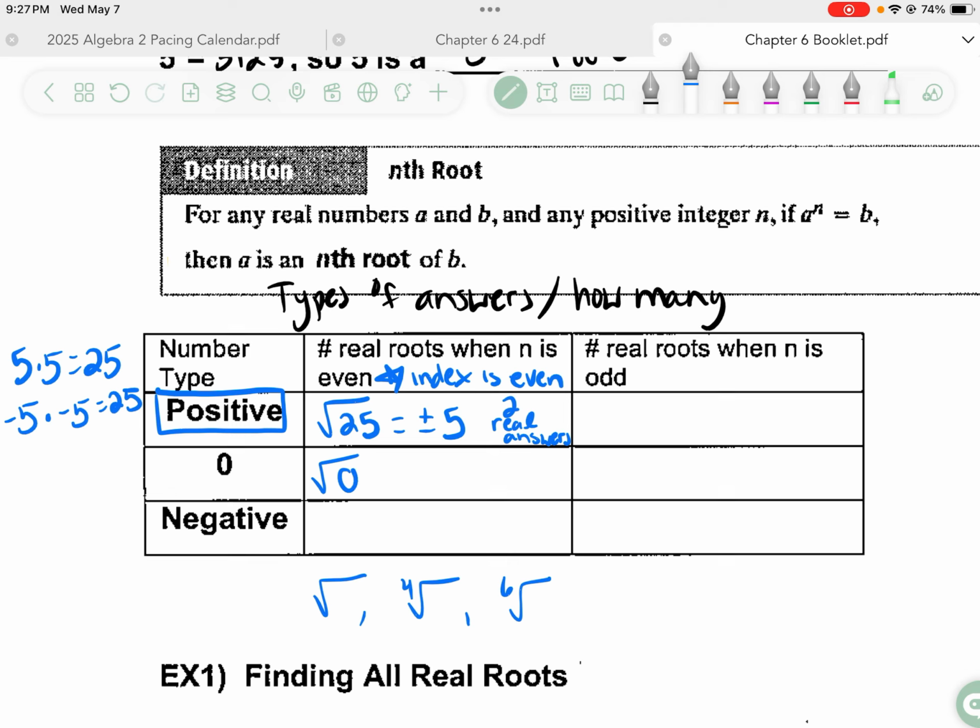If I do the square root of 0, what's the square root of 0? 0. So you get 1 real answer. There's no such thing as plus or minus 0. It's just a 0. And then if we get a negative number inside, like negative 25, you guys know that that negative inside makes no real solutions, but it does make our imaginary solutions. So we would get 2 imaginary answers.